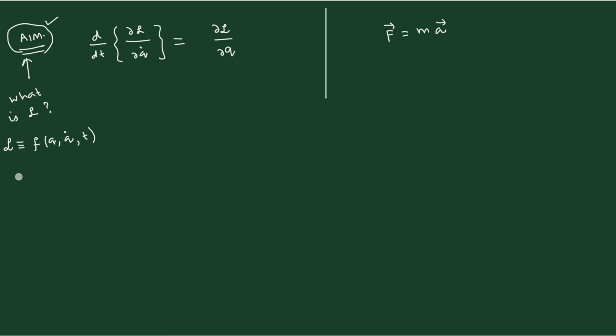So the objective is that first of all, we will have to identify the L, whether you write the script L or the normal L, that is a Lagrangian function. So that is the Lagrangian function.